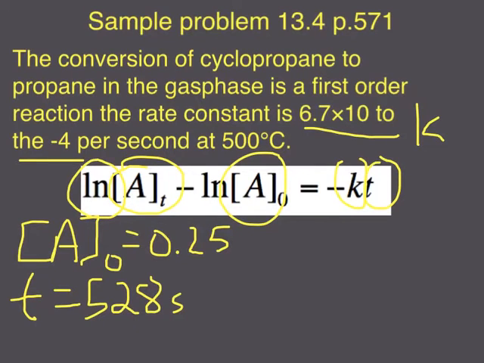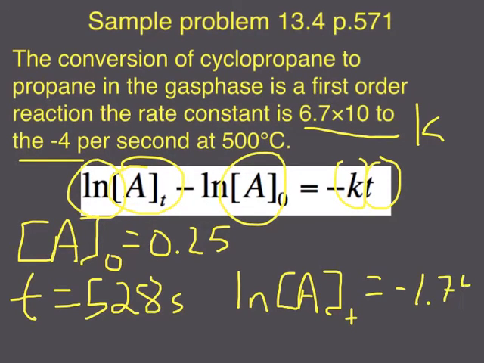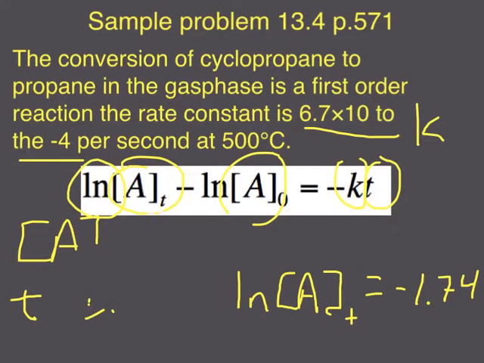So we're going to rearrange the equation, and after a little bit of computation, we end up with the ln of the concentration of A at time t equals negative 1.74. That's what we end up with eventually. Now, I'm just going to get out my eraser for a sec to create some space so that I can do the answer. Alright, that should be good enough. Get my pen back out.